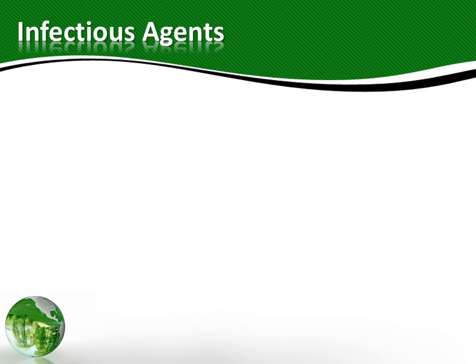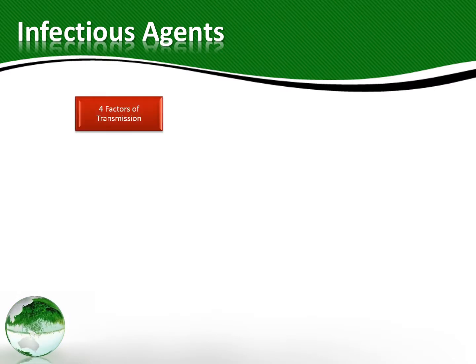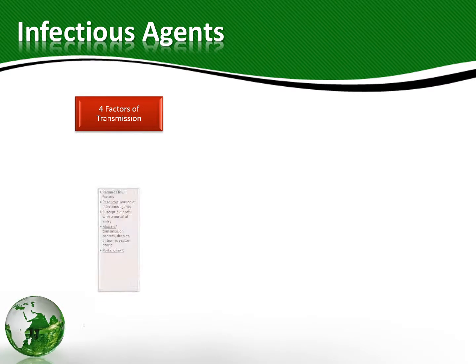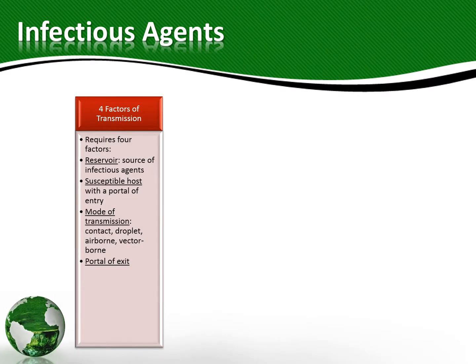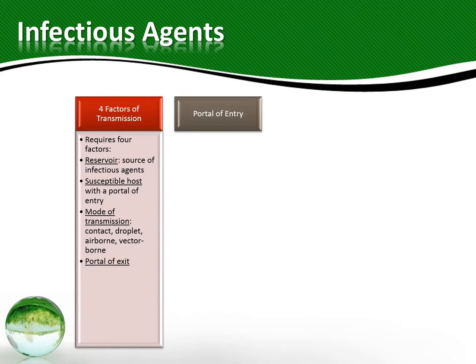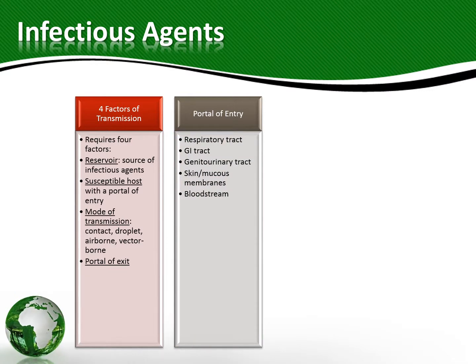So let's discuss infectious agents. There are 4 factors of transmission. It requires a reservoir, the source of infectious agents, a susceptible host with a portal of entry, and then a mode of transmission: contact, droplet, airborne, vector-borne, and then portal of exit. The portal of entry can be the respiratory tract, the GI tract, the GU tract, skin or mucous membranes, and the bloodstream.